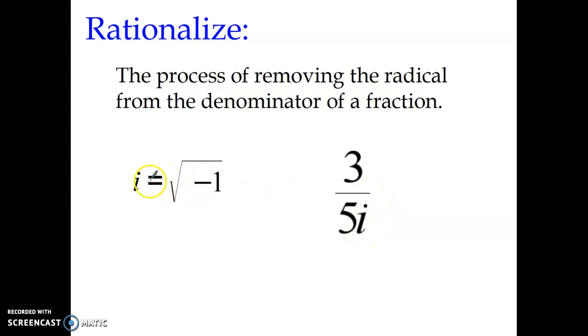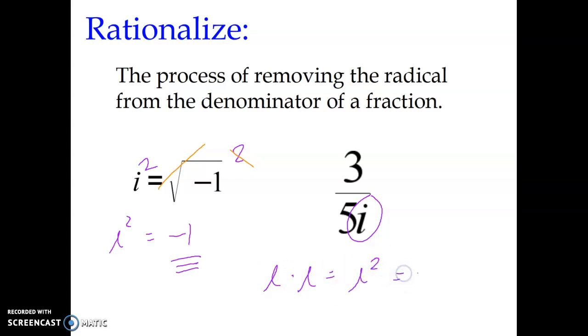Well, if we remember from before that i equals the square root of -1, if I square both sides, then i squared is equal to the square root of -1 squared. And remember we said that square and square root are opposites. They cancel each other out. And so what we're going to have left is a -1. Now look, that does not have a radical on it anymore. There's no square root. There's no i to be a hidden square root. It's just a regular integer. So what we're going to need to do is get rid of that i by multiplying by another i, because i times i is i squared, which is -1. So that's the process we're going to go through.